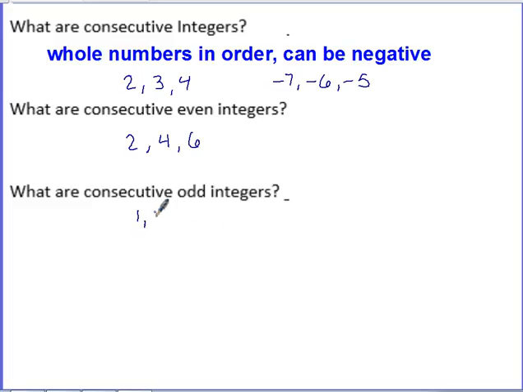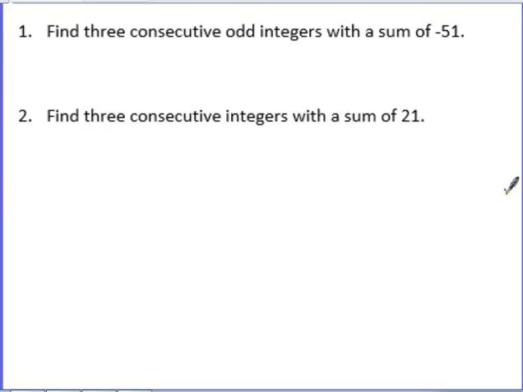So 1, then the next one would be 3, then 5. So we're just counting whole numbers in order. And so we can solve problems if we know we have consecutive integers. So find 3 consecutive odd integers with a sum of negative 51. All right, so I know I'm going to have 3 numbers, and I'm going to add them together, and they're going to be equal to negative 51.